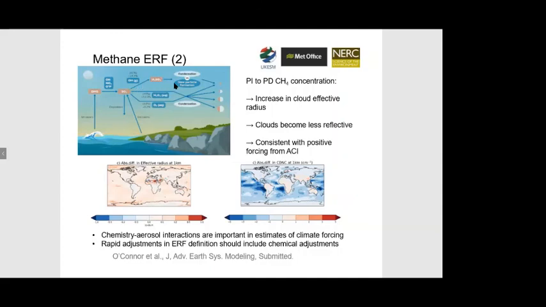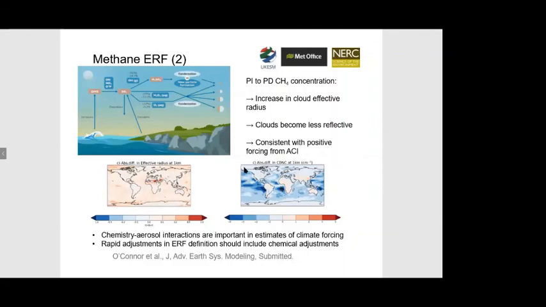That is the only oxidation pathway that gives rise to new particle formation, and so the methane perturbation reduces the amount of new particle formation, alters the aerosol size distribution. So we see a reduction in the number of cloud condensation nuclei, a reduction in the number of cloud droplet number concentration, which is seen here in the bottom right. So we get fewer cloud droplets, but they're larger in size. So that makes the clouds become less reflective, consistent with a positive forcing from aerosol cloud interactions or a positive cloud adjustment.